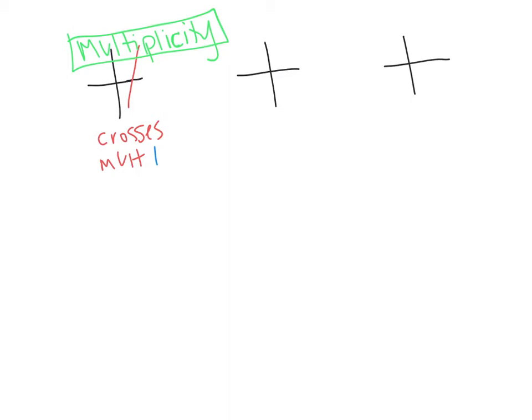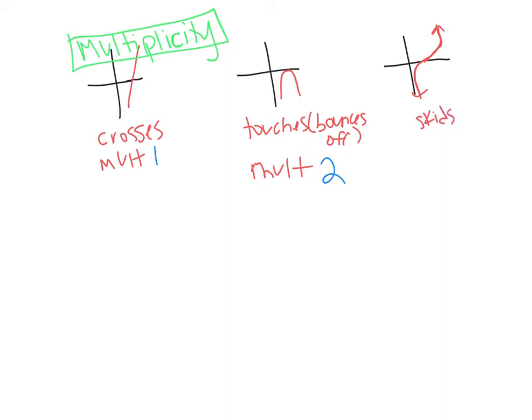If it only touches or bounces off, okay, so think about like a quadratic. So if it only touches, or I think it bounces off, this is what we call multiplicity 2. And if it kind of skids in an S shape, this would be a multiplicity. If it kind of skids, or I think of it as an S shape, it's going to be multiplicity 3.